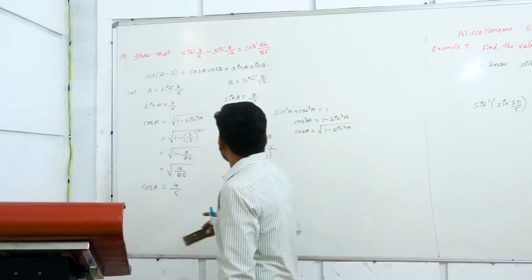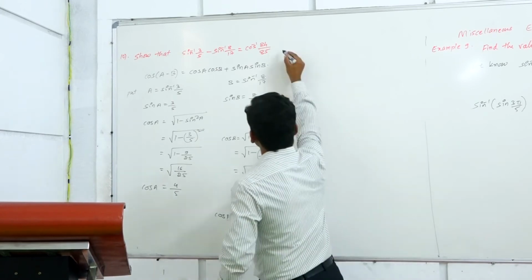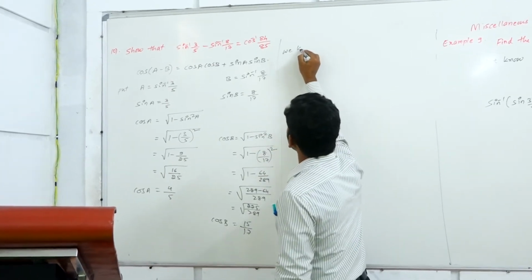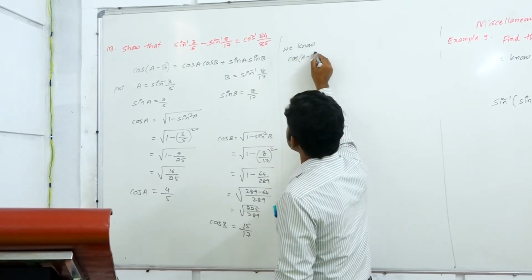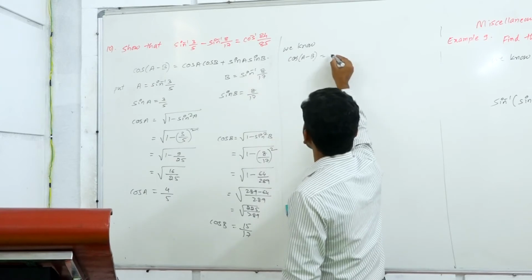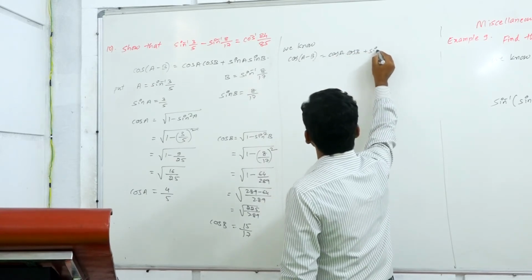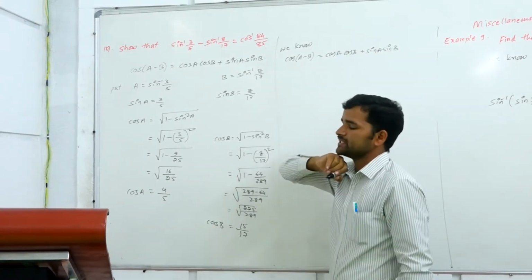Okay. Now coming to the problem here. We are substituting in the formula. We know cos of A minus B is equal to, I am rewriting that once again, cos A into cos B plus sin A into sin B. This is the first year formula we have studied.